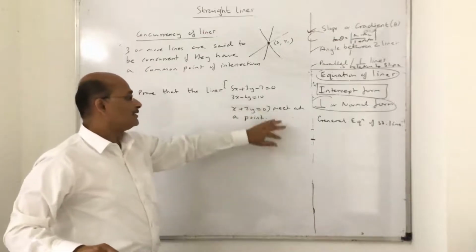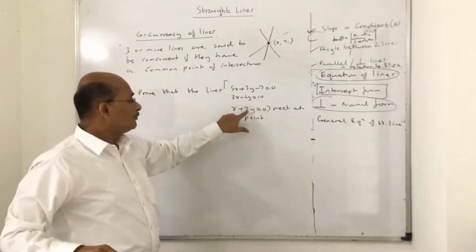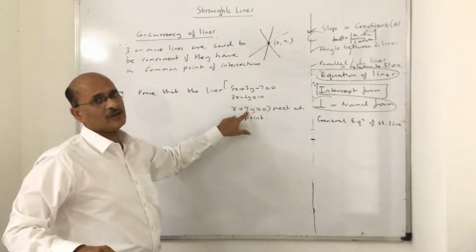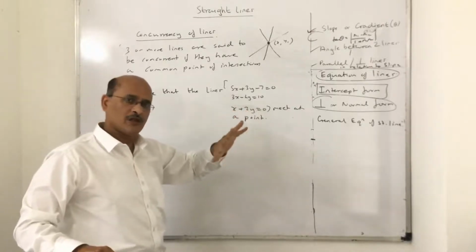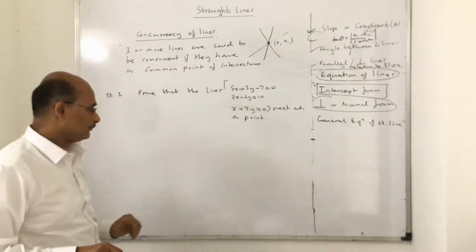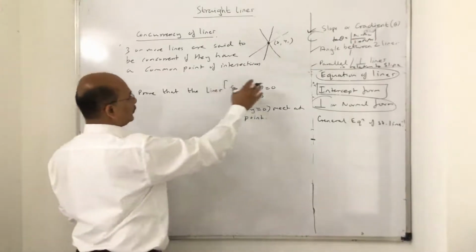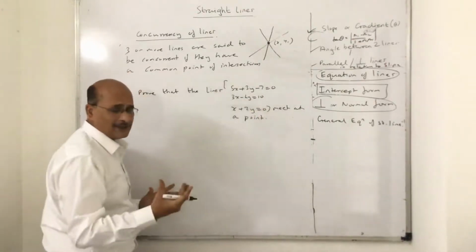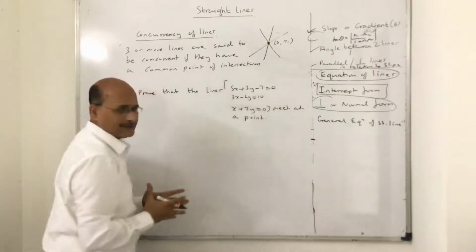Second, prove that the lines are concurrent. Third, they will give you some unknown value and they will say the lines are concurrent. Whatever the procedure is, it remains the same for all three types. So first, I want to prove it is concurrent. Concurrent का मतलब क्या? It has a common solution for x and y.